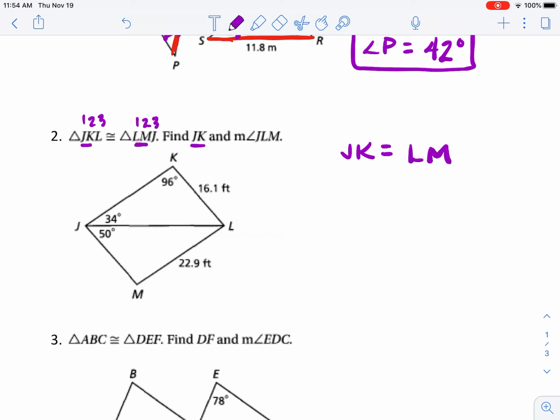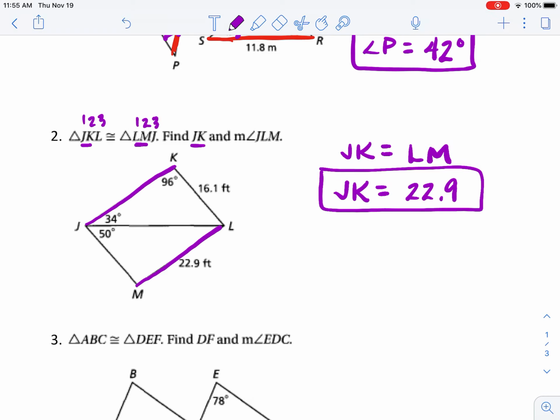All right, again, if you highlight it, JK, I'll highlight it in purple. It's going to be the same as LM there. We'll highlight that one in purple also. So JK would measure exactly the same thing as LM, so JK is going to be 22.9.